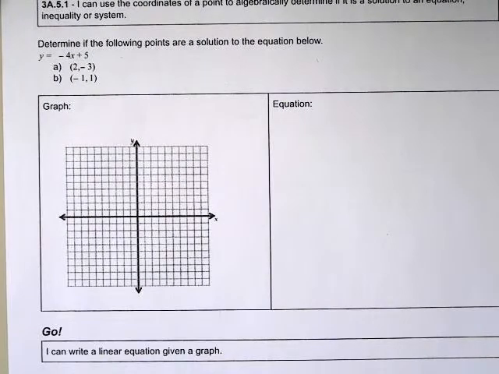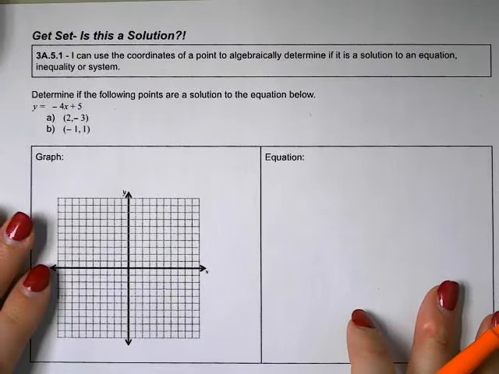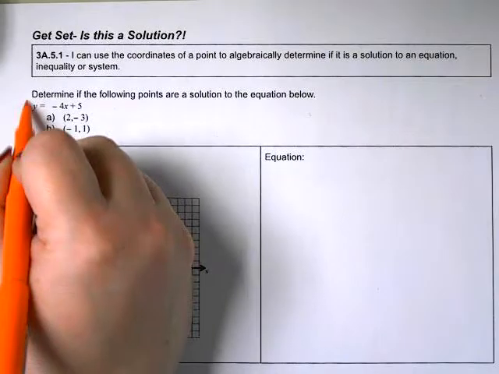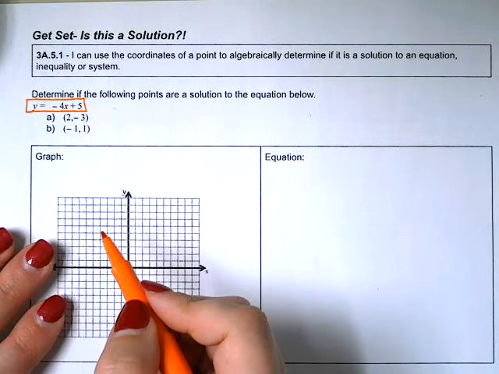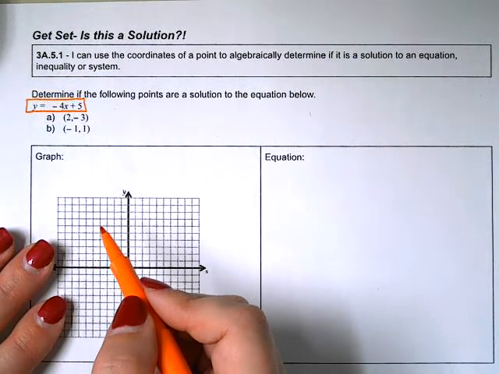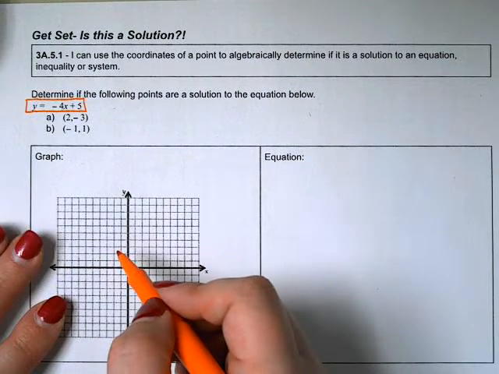The next part here that we're going to talk about is figuring out whether a point is a solution to an equation or not. So we have this equation, y equals -4x plus 5. So there's two ways that we can test solutions. We can test them with a graph or with the equation. So we're going to go ahead and make the graph just for some practice.